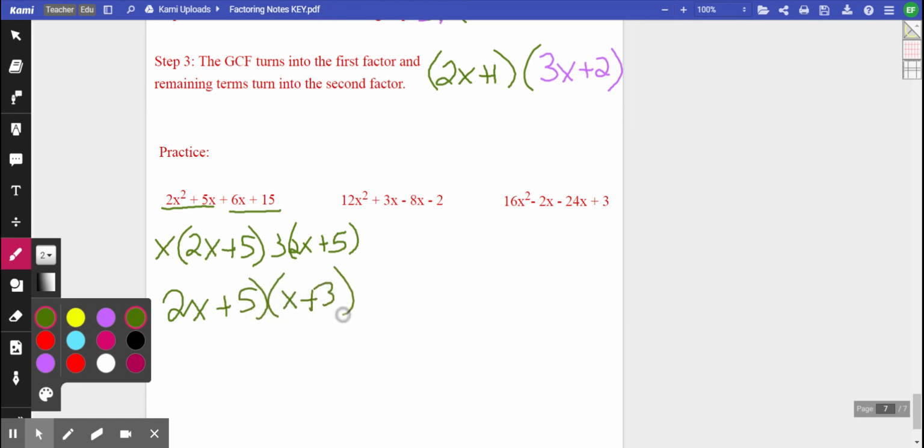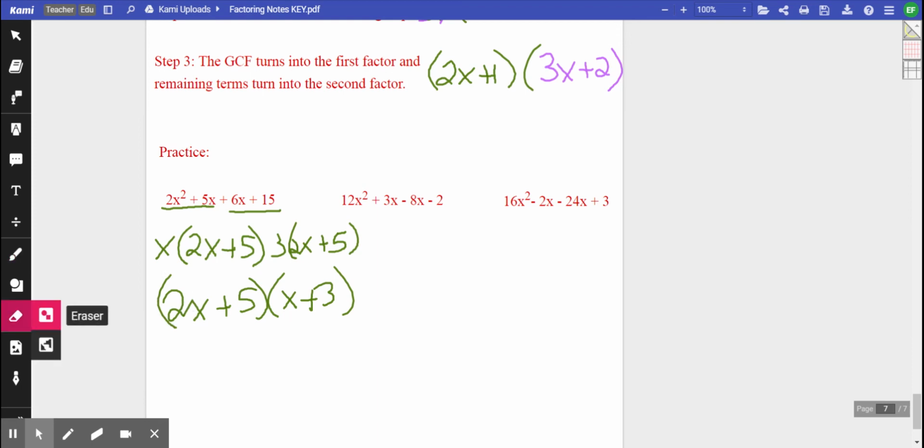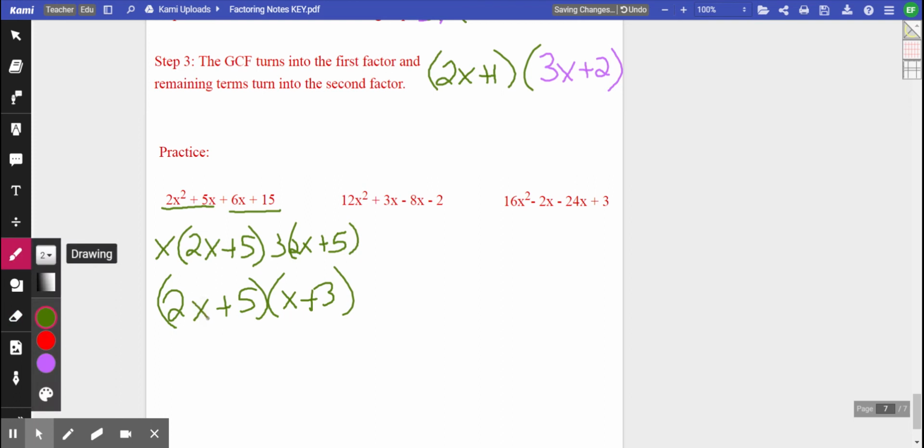No, the order doesn't make a difference. You can put the x plus 3 first. That's totally fine. You'll still get the same answer. Let me circle that. Let's move on to the next one.